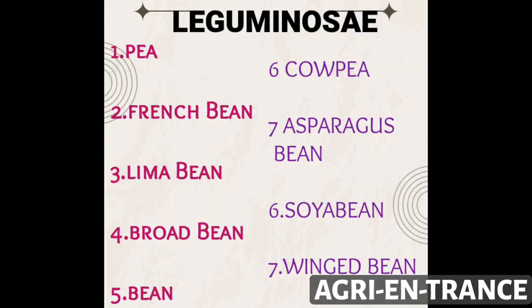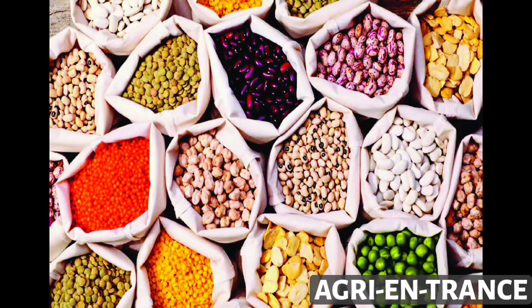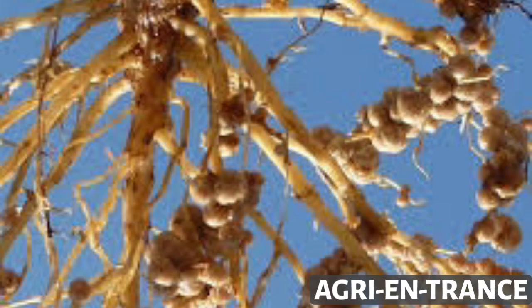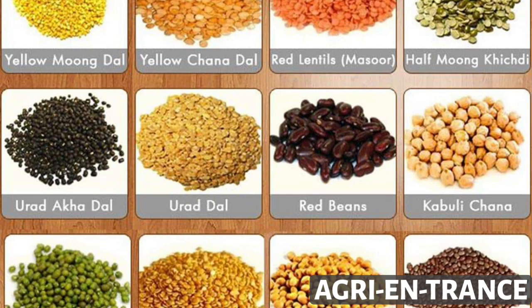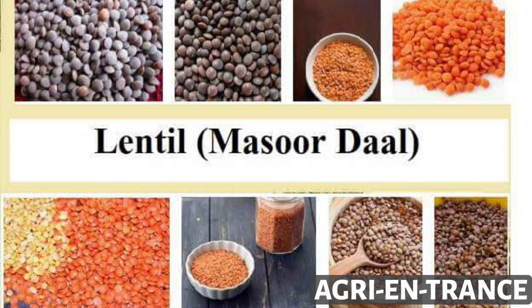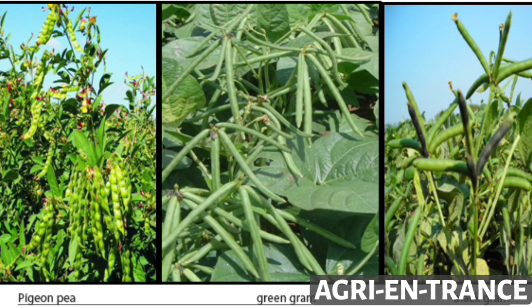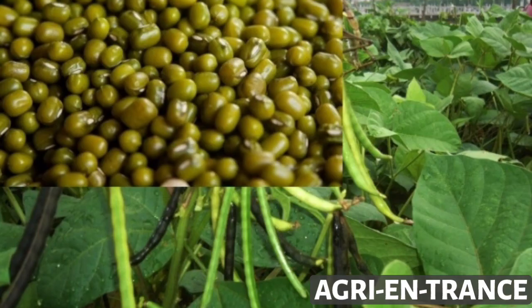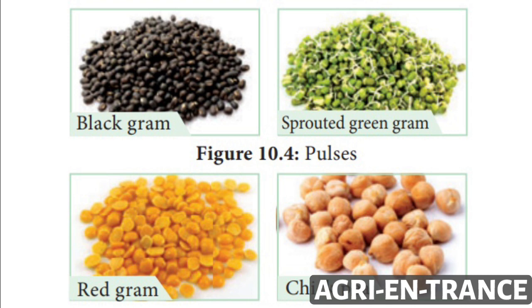Next family in the row involves Leguminosae or the Papilionaceae family. It is also known as the pea family. Some common examples of kharif pulses involve pigeon pea, green gram, black gram, cowpea, horse gram and moth bean. Examples of rabi pulses are chickpea, which is also known as king of pulses, field pea, lentil, lathyrus, French bean or kidney bean, black gram, horse gram.